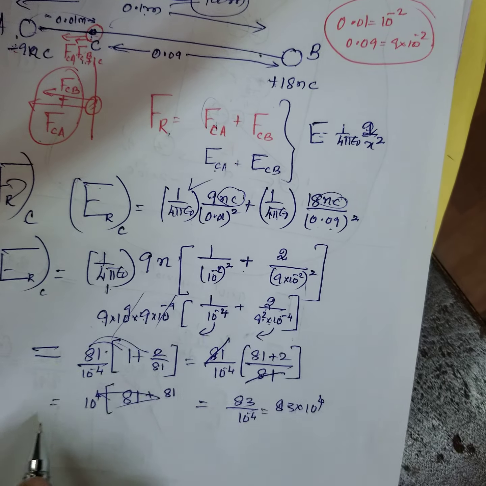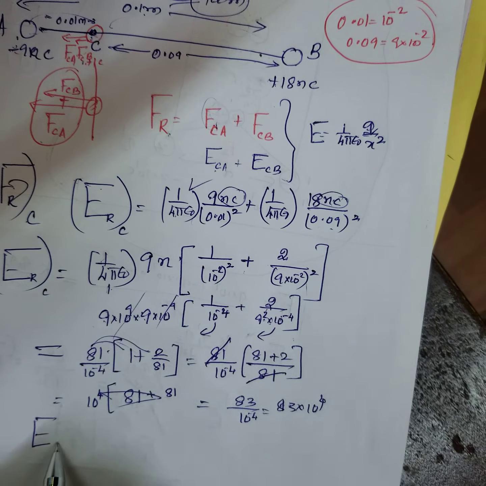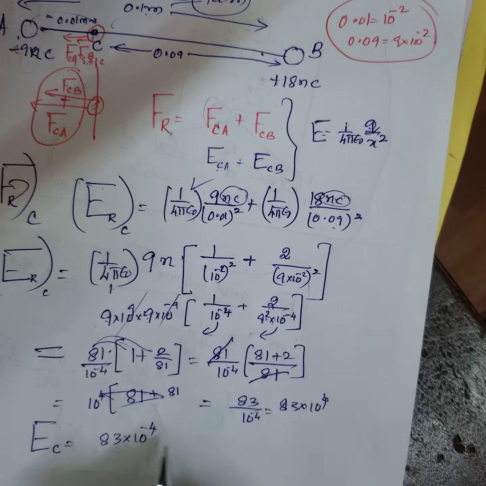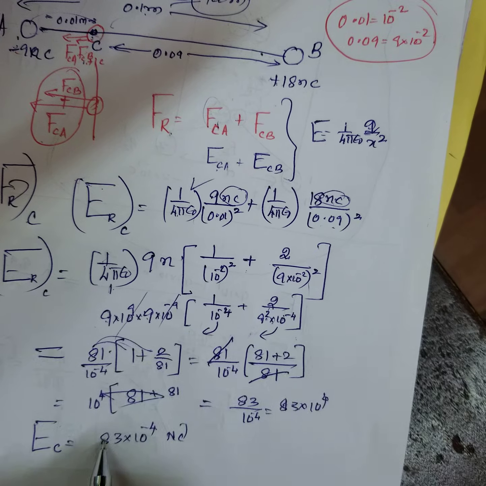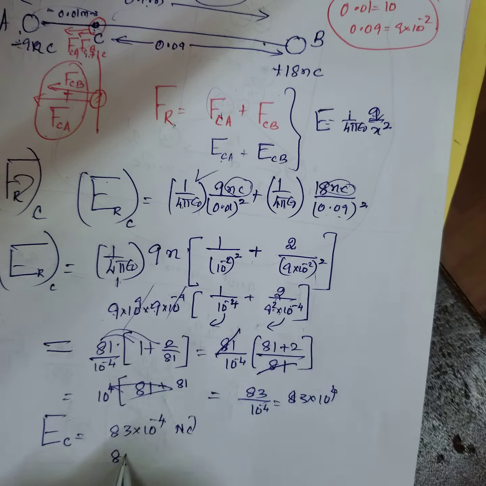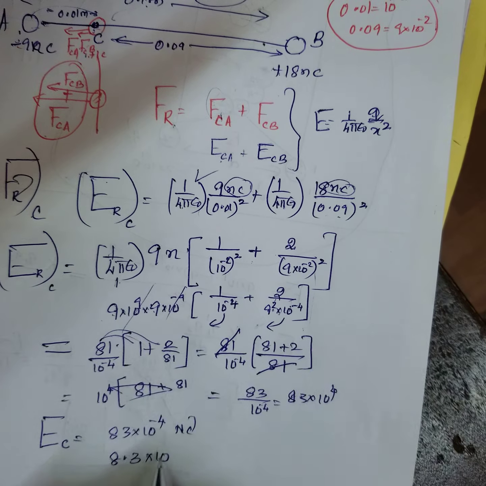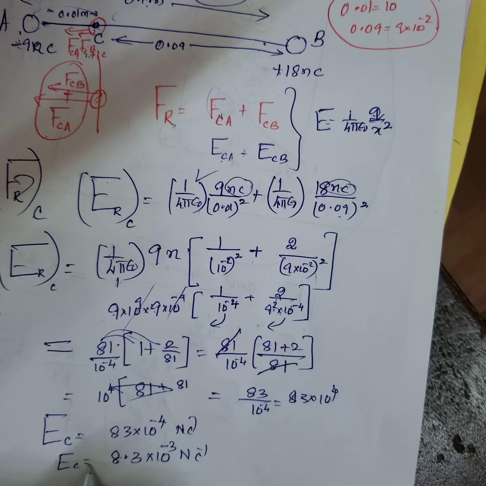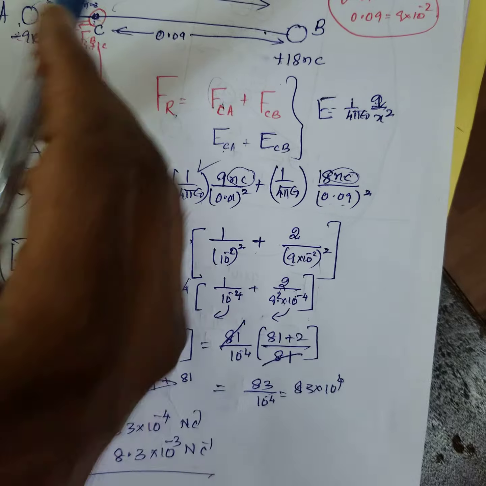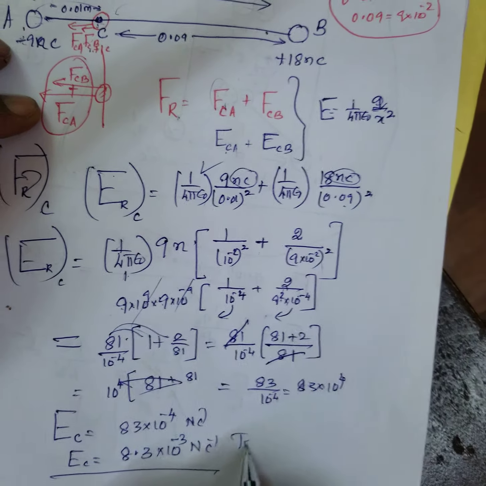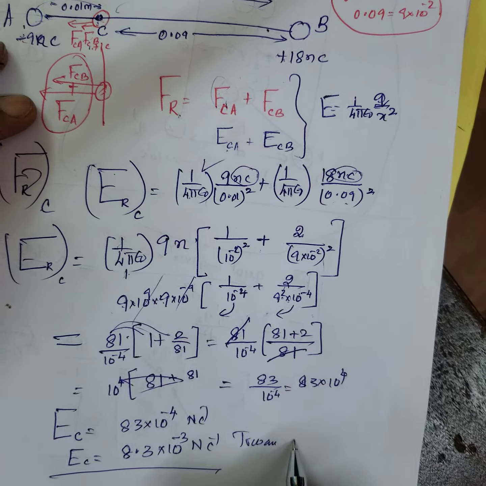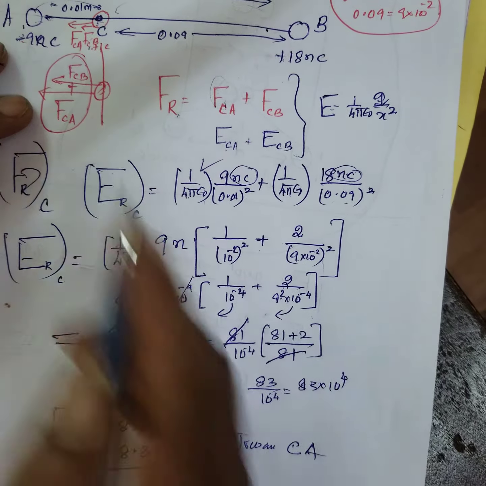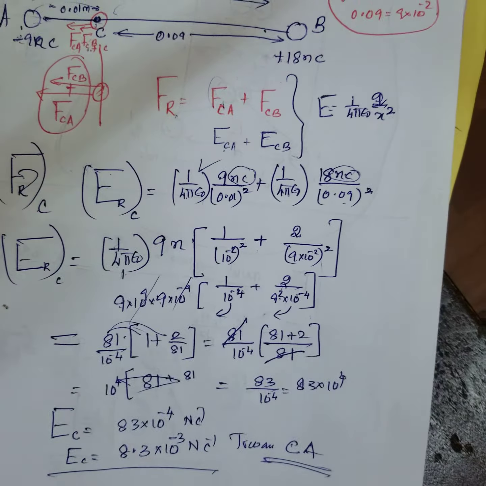Therefore, the resultant electric intensity at C is 83 into 10 to the power of 4 Newton per Coulomb. But in SI unit it is 8.3 into 10 to the power of 3 Newton per Coulomb. Understood? Along which direction? Towards CA. Understood?